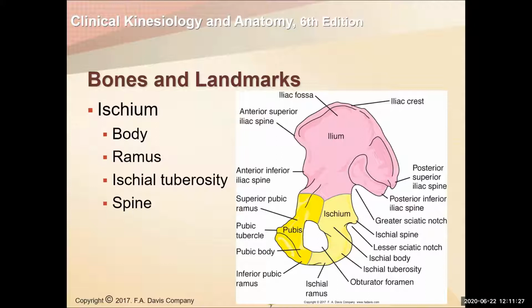What do you think? Does anyone know what goes through the obturator foramen? Okay, nerves, right? Which nerve do you think? I'll give you a hint. It's just like sciatic. So your obturator nerve, right?